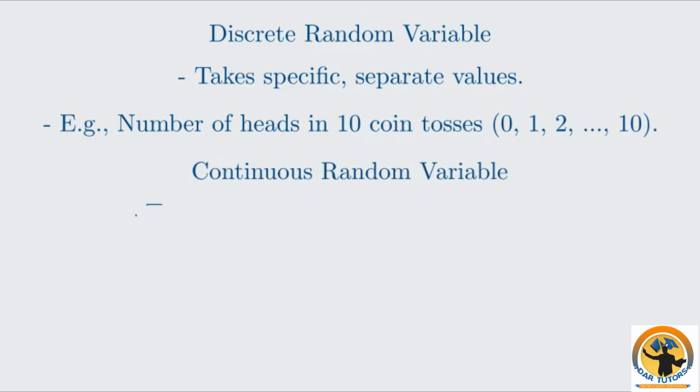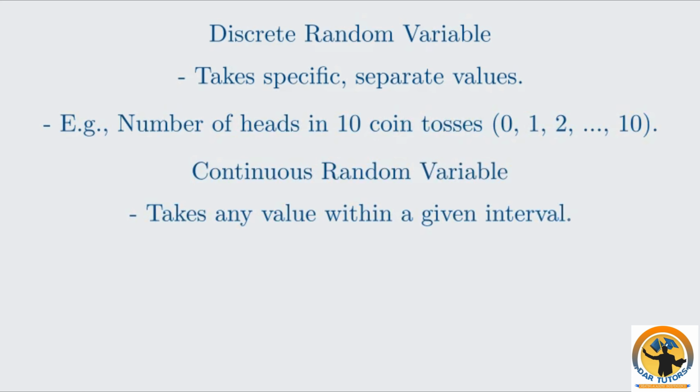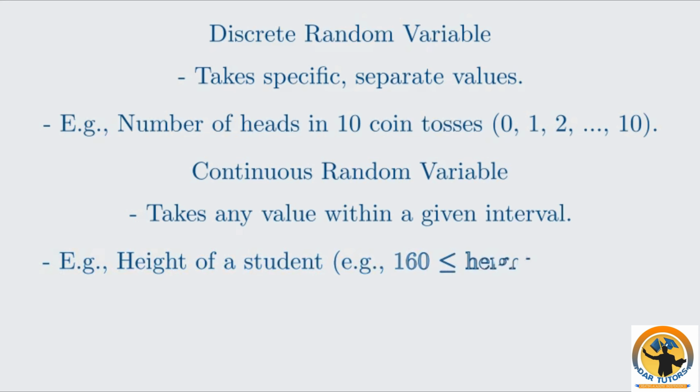Now, let's consider a continuous random variable. This type of variable can take on any real value within a given interval. Imagine you're measuring the height of a student. Theoretically, a student's height could be 170 centimeters, or 170.1 centimeters, or 170.123 centimeters, and so on. The number of possible values is infinite.